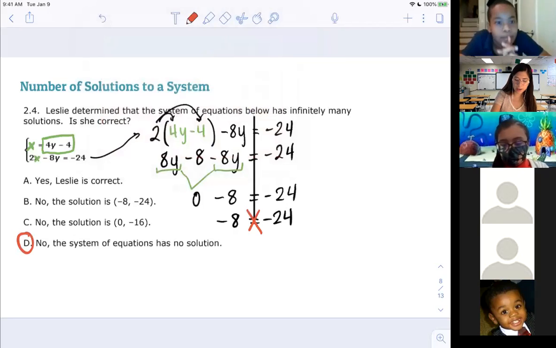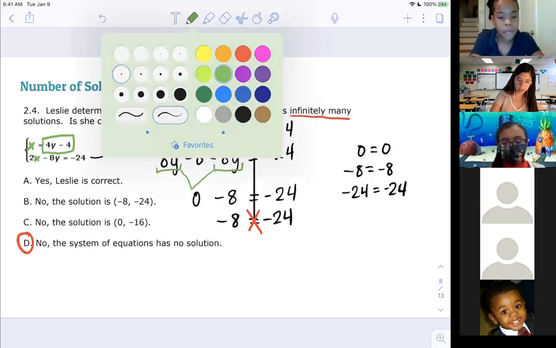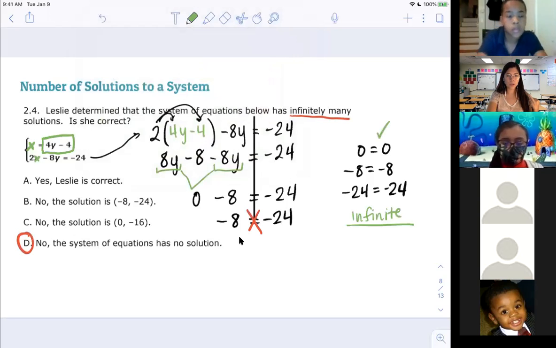What would it look like if you had infinite solutions? It would be 0, 0. Or they would be the same. They would be the same, exactly. So for example, 0 equals 0, or negative 8 equals negative 8, or negative 24 equals negative 24. Anything like that, all of those would be infinite solutions. All right, so questions on what makes something no solution or what makes something infinite solutions?